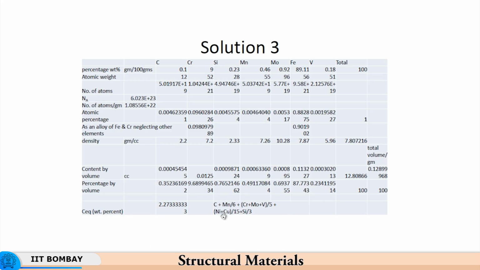Okay. And then we have been asked to find the carbon equivalent weight percent, and so what you get is C plus Mn by 6 plus chromium, molybdenum, vanadium divided by 5, nickel plus copper divided by 15 plus silicon divided by 3. So then you get carbon equivalent as 2.27 in terms of weight percent, and I think as per volume percent you get something like 3. So basically this is how you calculate the atomic percentages as well as the volume content of each of these elements in a given material.